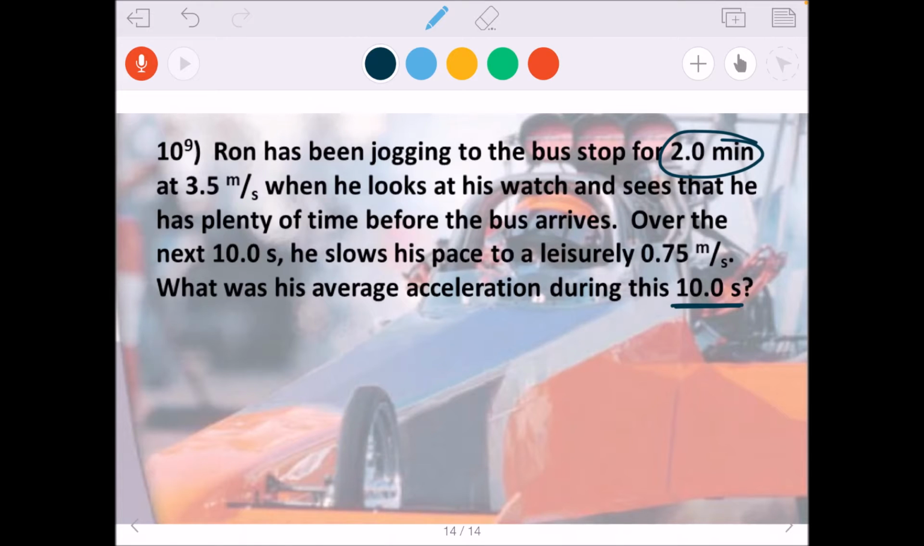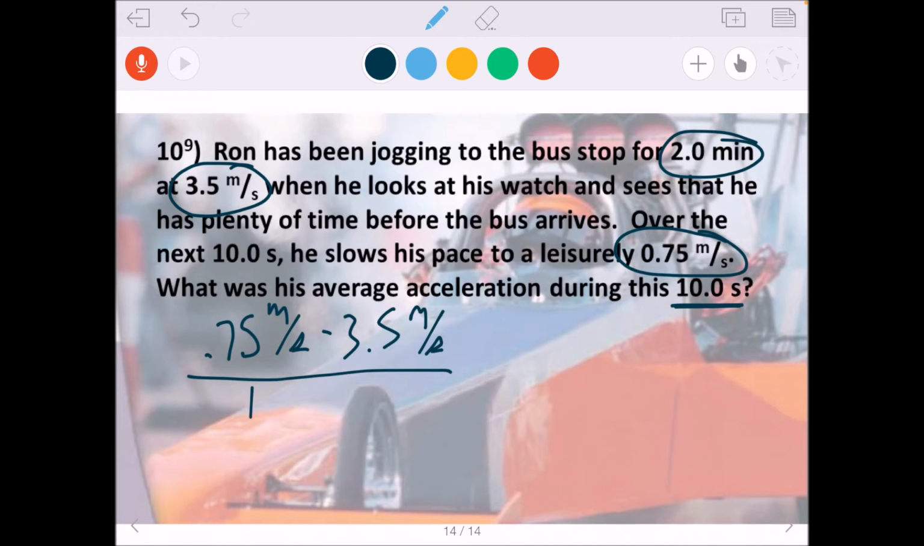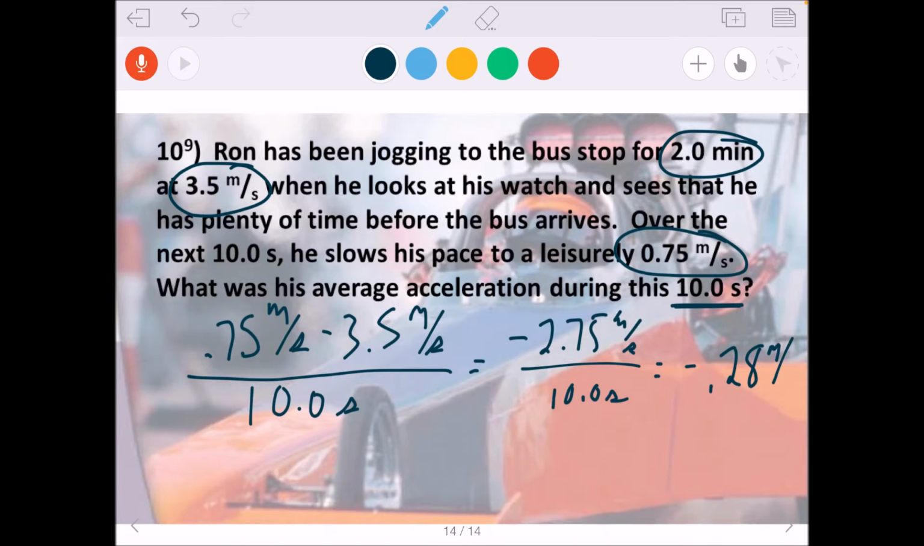As far as his change in speed, we see that he started at 3.5 and he was slowing down to 0.75. So if we take our final velocity of 0.75 meters per second and subtract our initial velocity of 3.5 meters per second, and then we're going to divide that by 10.0 seconds. When we do the subtraction, we get negative 2.75 meters per second, and then when we divide by 10 seconds, we get approximately negative 0.28 meters per second squared.